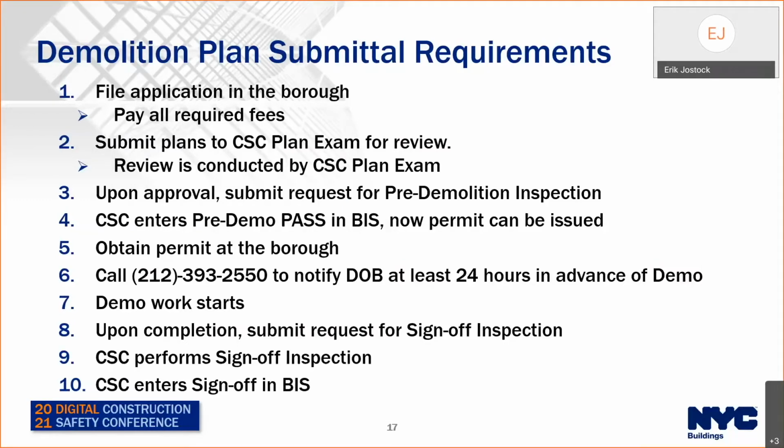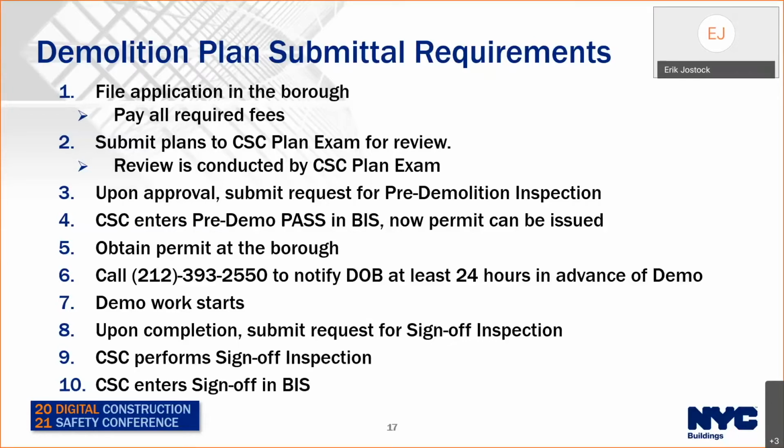We do our review. Once the plans are approved, the general contractor submits a request for a pre-demolition inspection. The CSC inspector goes to the site and verifies, among other things, that the building is vacant, the site conditions are accurately represented in the plans, and the work has not begun. If the inspection is good, in step 4, CSC enters the pre-demo request pass in the DOB BIZ system. And then the next step is to apply for the permit.